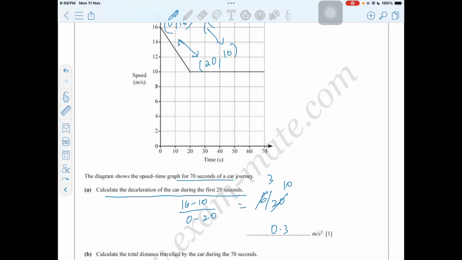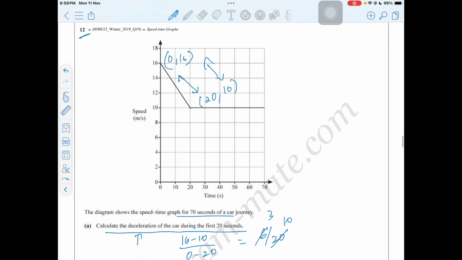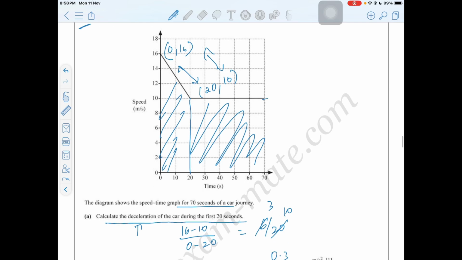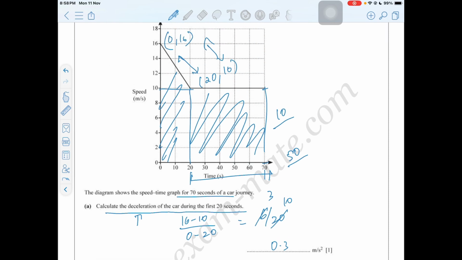In the deceleration, we will not be using the negative sign since it's already written that it's a deceleration, right? Now we need to calculate the total distance traveled by the car during the 70 seconds. We need to calculate the area under the graph, area under the line. So this is basically a trapezium and this is basically a rectangle, right? A rectangle has length of 10 and breadth of 50. This is 70 and this is 20, so this would be 70 minus 20, 50, and this is 10, right? So we have 10 multiplied by 50, which is 500, which would be added to the area of the trapezium, that is 1 over 2. This is the height, which is 20.